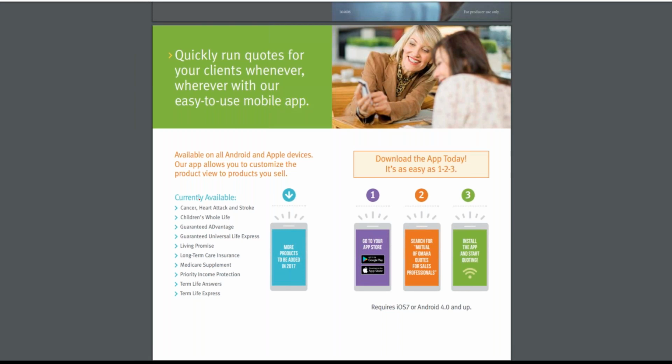This is everything that you can quote off of this mobile tool. You can quote the cancer and heart attack coverage, Children's Whole Life, Guaranteed Advantage, which is the guaranteed issue accidental policy, Guaranteed Universal Life Express, and the Living Promise, which is the final expense. This is the number one seller for Mutual of Omaha. You can also quote the long-term care insurance, Medicare supplement, the priority income protection, Term Life Answers, and Term Life Express. That last one, Term Life Express, is what we're going to be covering today. It's an easy download. It's very, very easy to use.